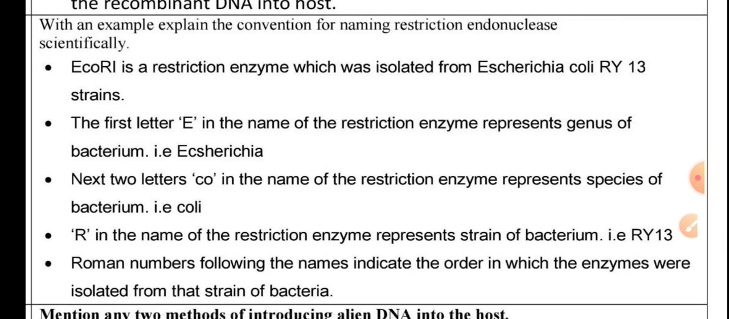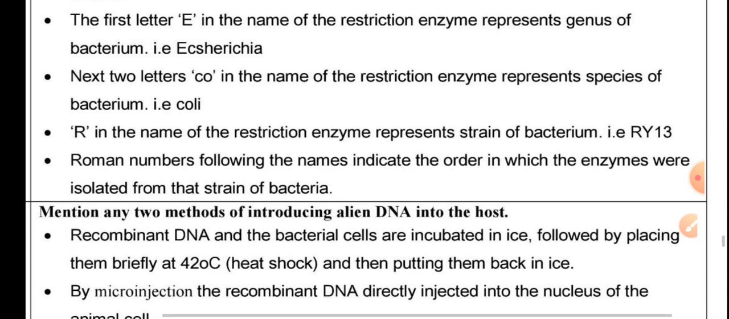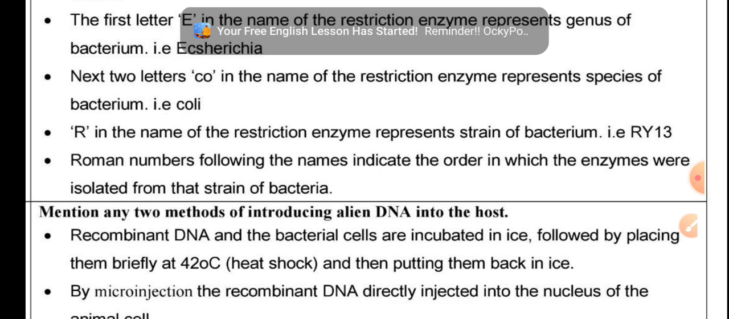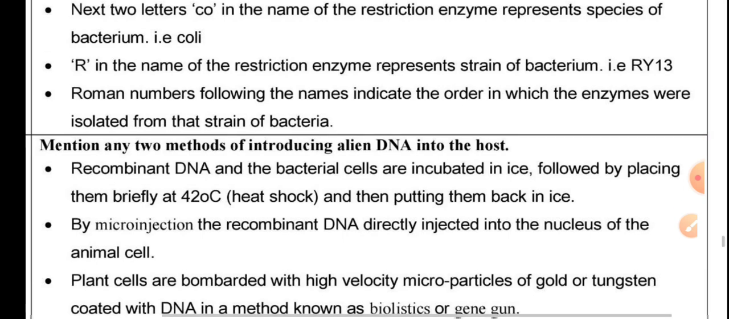The first letter E in the name of the restriction enzyme represents the genus of the bacterium, Escherichia. The next two letters, co, represent the species of the bacterium, coli. R represents the strain of the bacterium, that is RY13. Then a Roman numeral following the name indicates the order in which enzymes were isolated from that strain of bacteria.